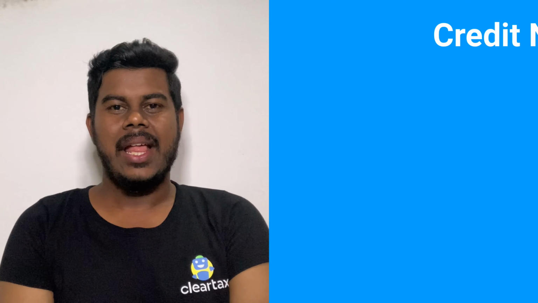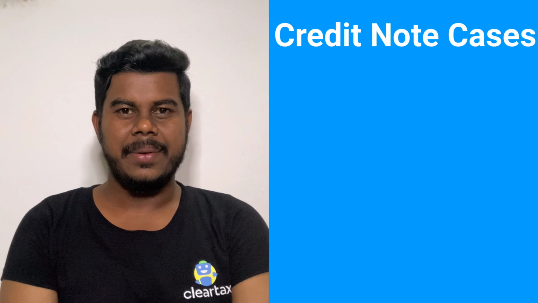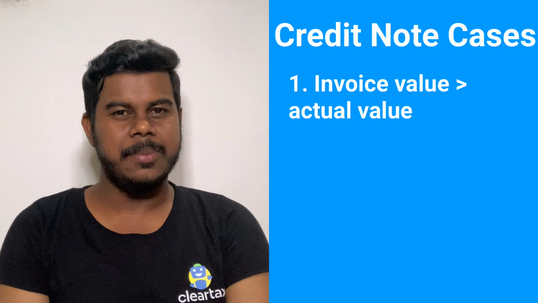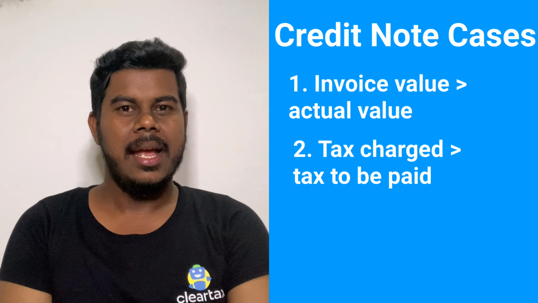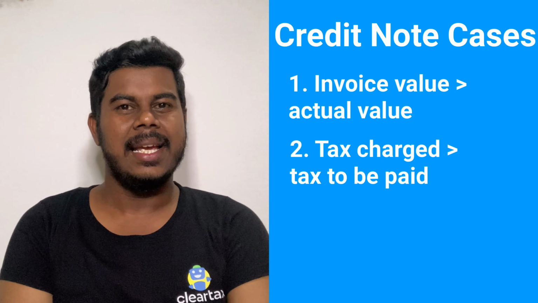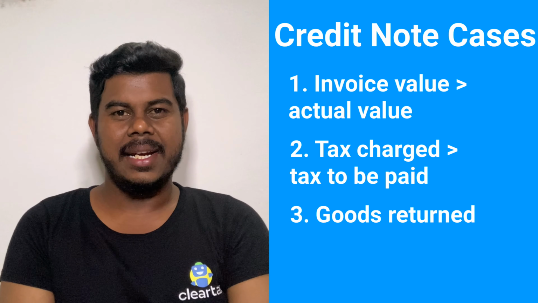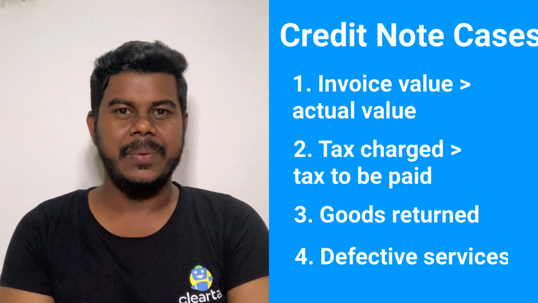The following are the cases where a credit note has to be issued by the supplier. Number 1. Original tax invoice has been issued but the taxable value in invoice exceeds the actual taxable value. Number 2. Original tax invoice has been issued but the tax charged in invoice exceeds the actual tax to be paid. Number 3. Recipient returned goods to the supplier. Number 4. Services found to be defective.